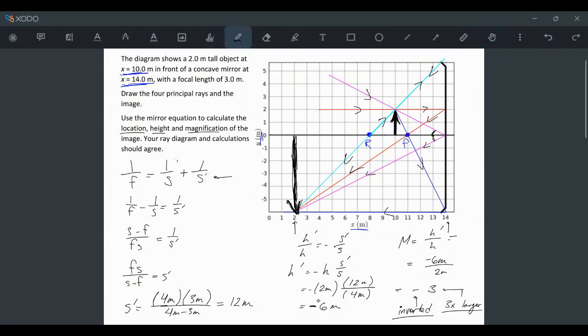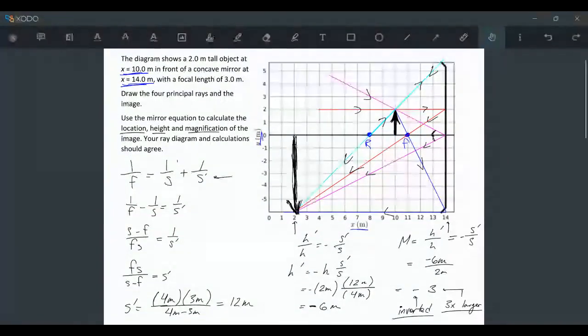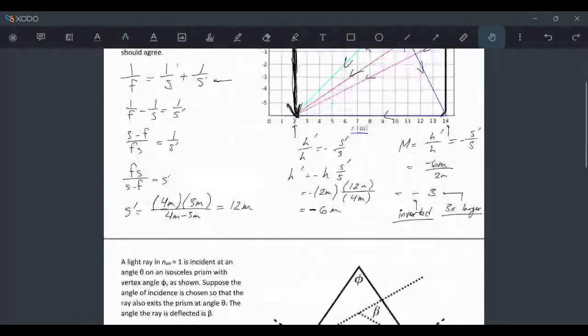And I'm just calculating this. You could get the exact same result if you used this equation as well. But I think the ratio of the heights for magnification is a little bit more intuitive. Cool. I'm glad you asked. Thanks.